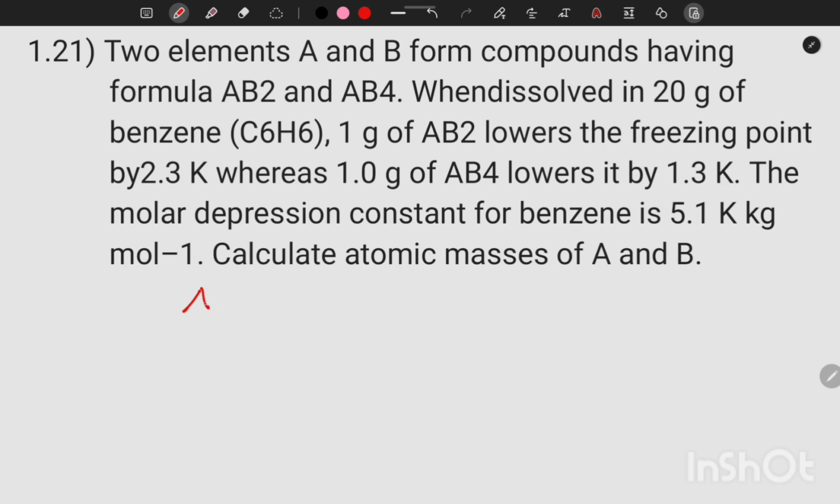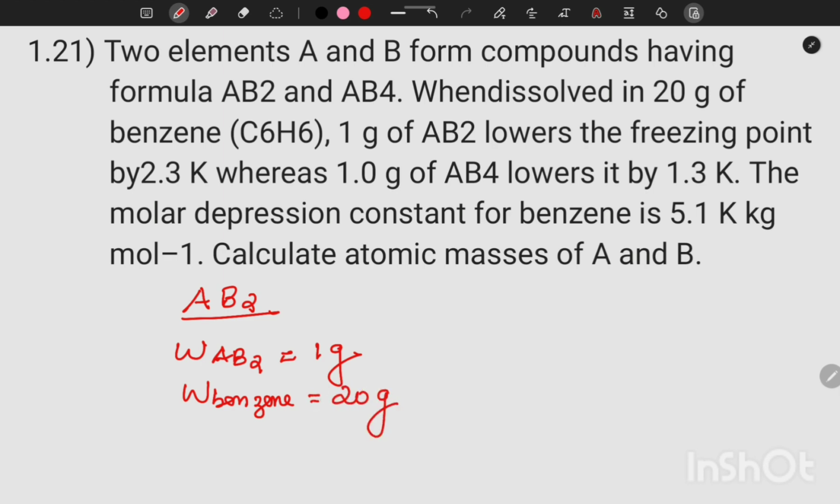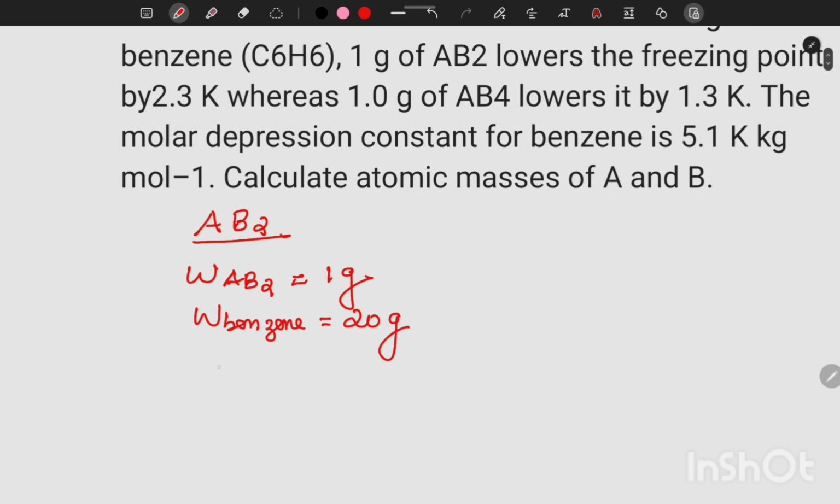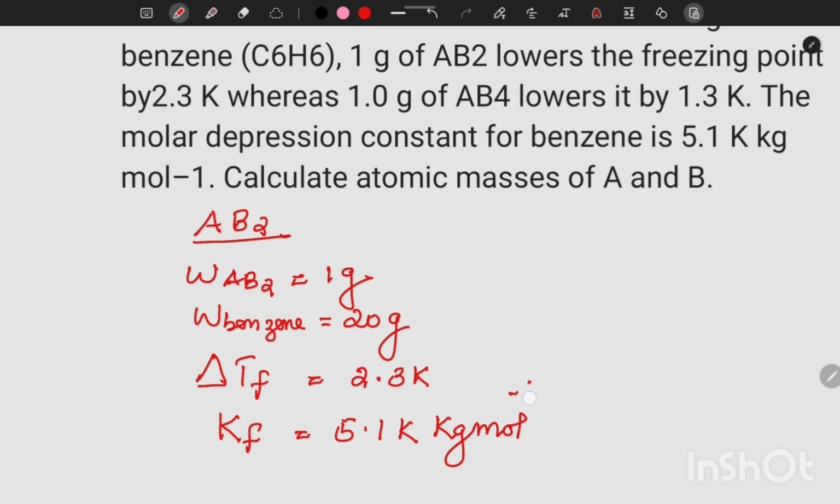So first case we can write for AB2. Mass of AB2 is equal to 1 gram. Mass of solvent, mass of benzene is equal to 20 gram. Delta TF is equal to 2.3 Kelvin. Kf is equal to 5.1 Kelvin kilogram mole raised to minus 1.